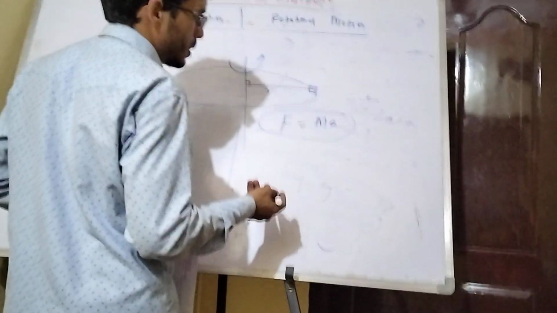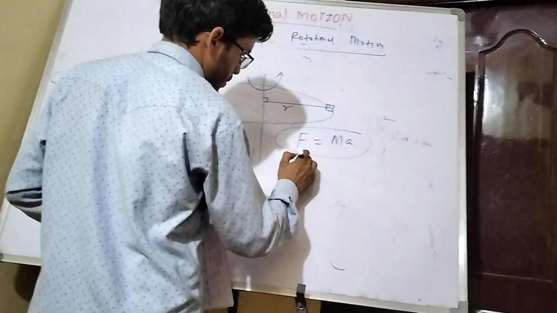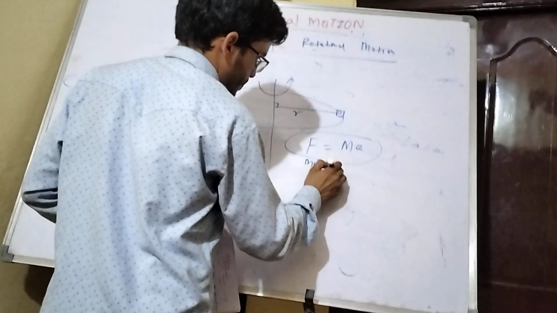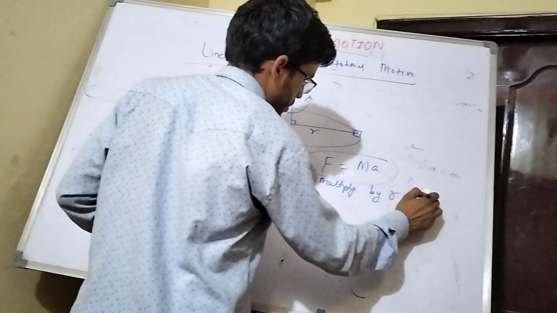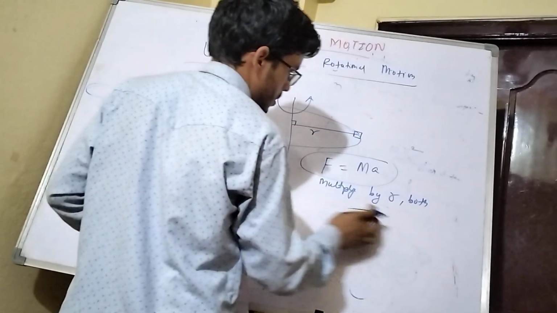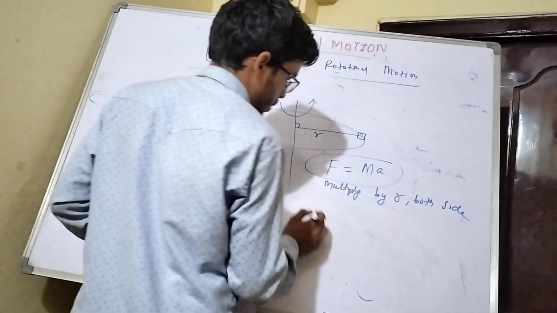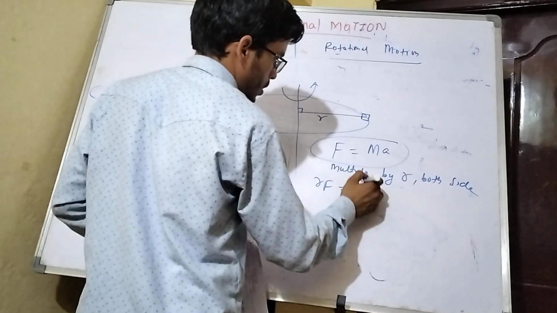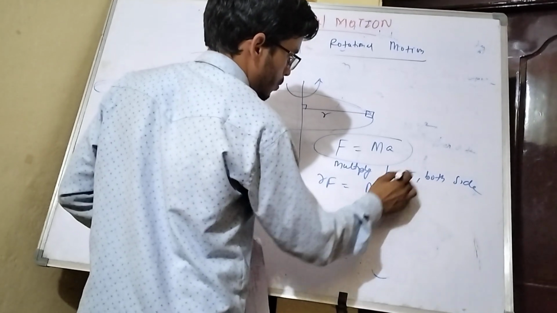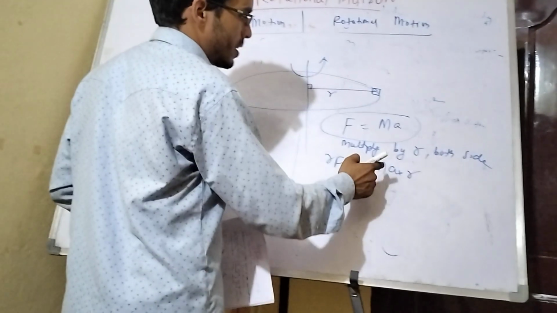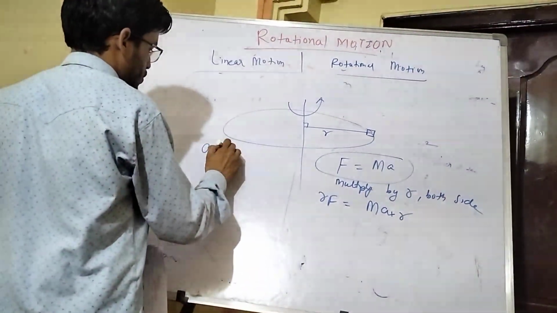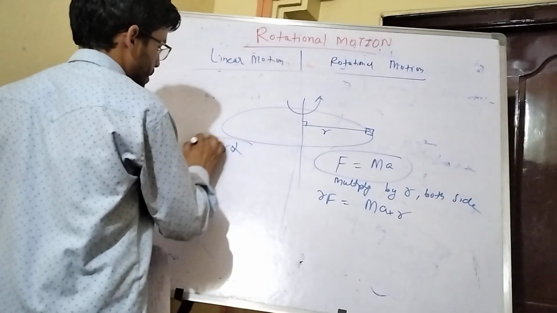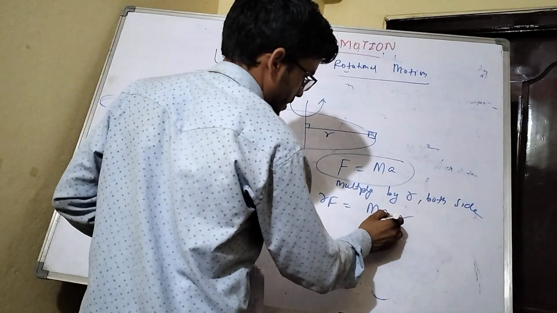So can we multiply both sides by r? See, multiply both sides by r. R is nothing but the perpendicular distance. You will get r F here, and here you will get m into a into r, right? Tell me, what is acceleration? You know in circular motion a equals r alpha, right? So this is actually tangential acceleration.